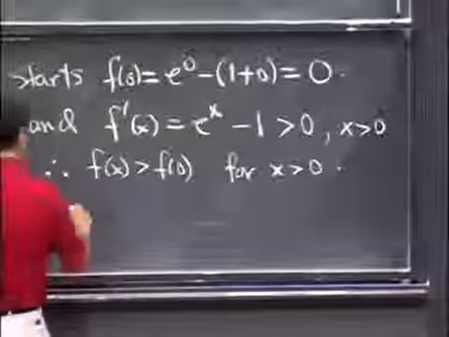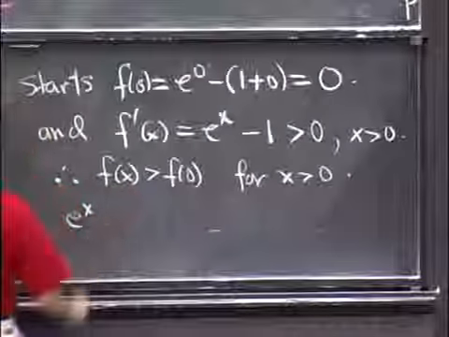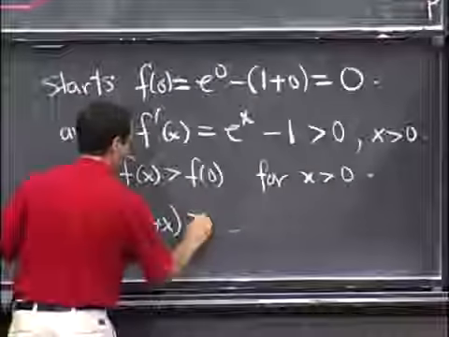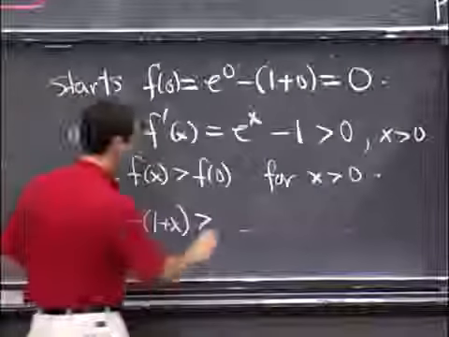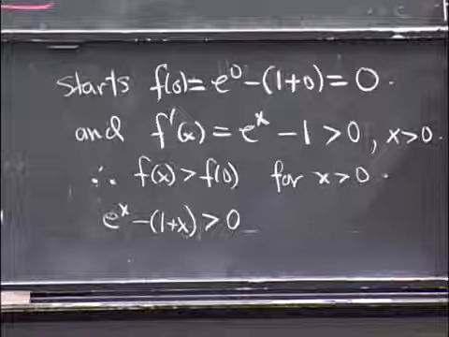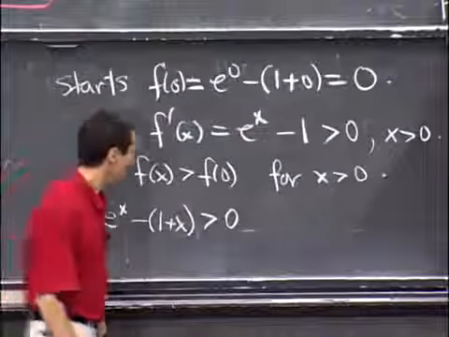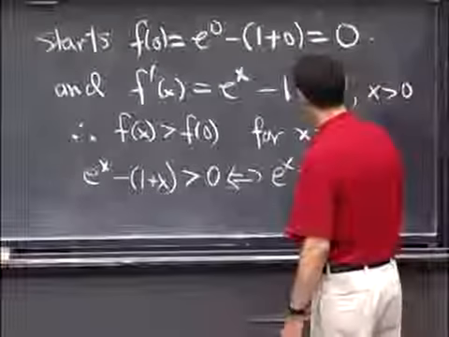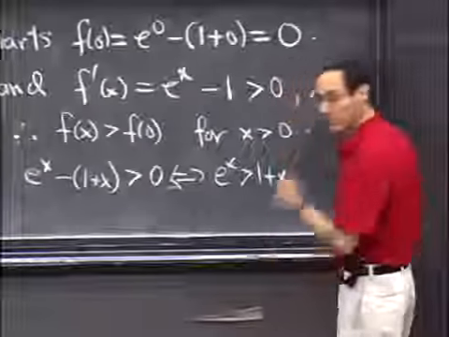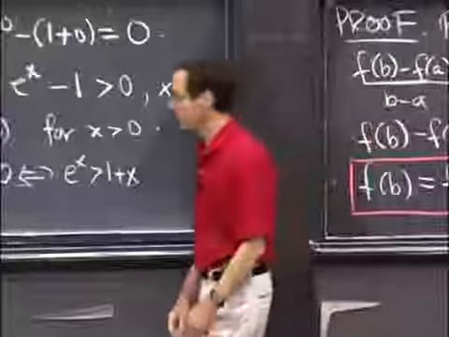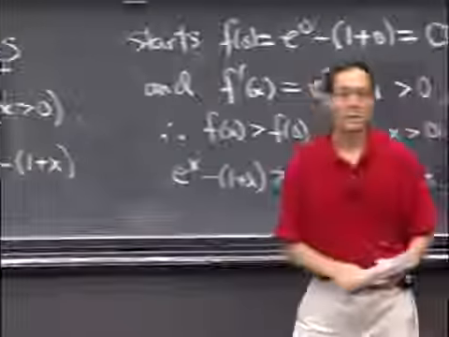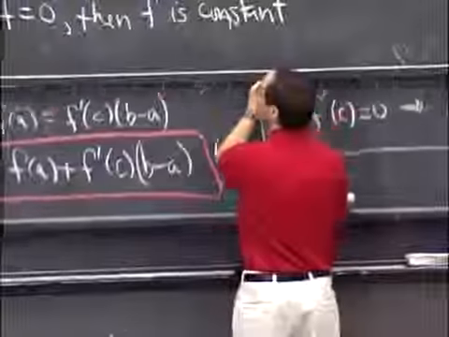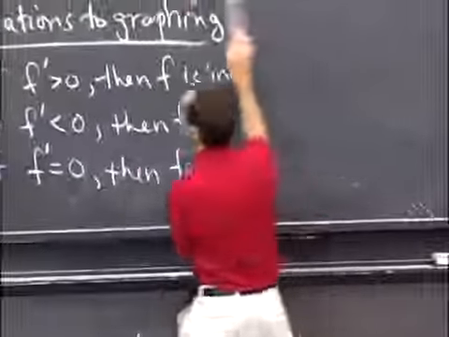And what it says is that e to the x, just plug in for f of x, which is right here, minus (1 plus x) is greater than the starting value, which was 0. And now I put the thing that's negative on the other side, so that's the same thing as e to the x is bigger than 1 plus x. That's a typical inequality. And now we'll use this principle again.